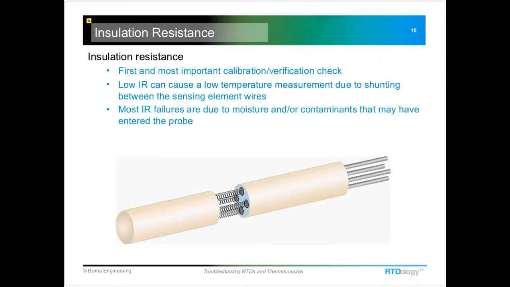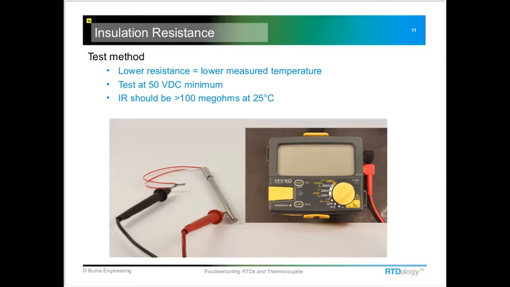Again, we're back to our little sensing element diagram here and insulation resistance. And really, when you're checking an RTD probe to see if it's okay, this is the very first test that you want to do. Let's say you've got your temperature shifted and you don't think it's where it should be. I would start with the probe, pull it out, check the insulation resistance, and see where it's at. And that's a real simple test.